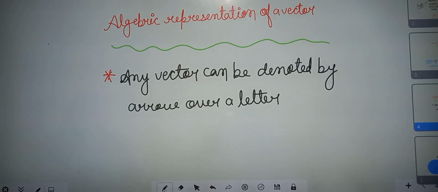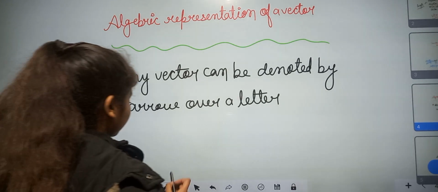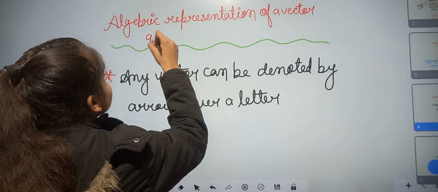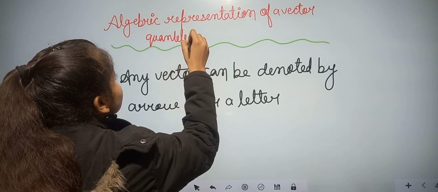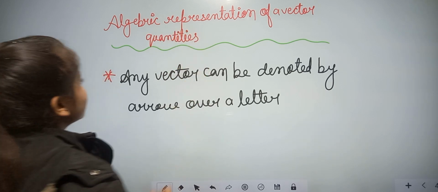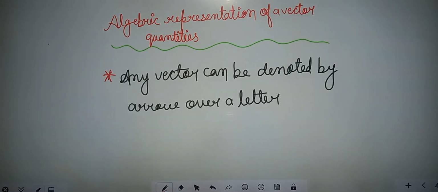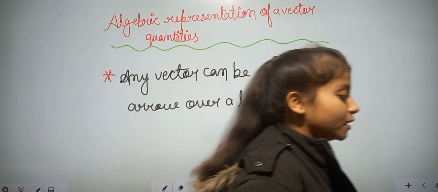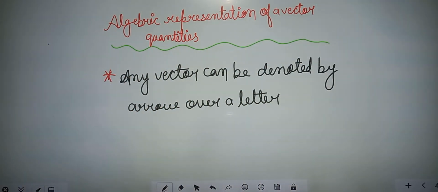And now algebraic representation of vector quantities. Okay, so in the previous page we have read how to represent vector quantity in the form of geometry, and here we have to read about how to represent vector quantity in the form of algebra. It means the alphabets, okay, like A, B, C, D.